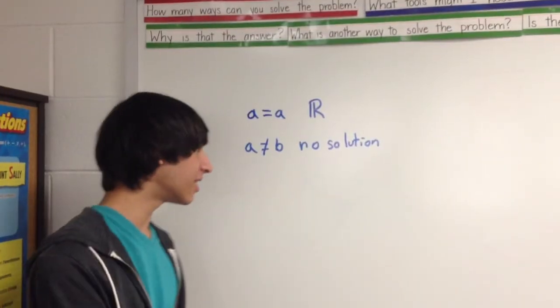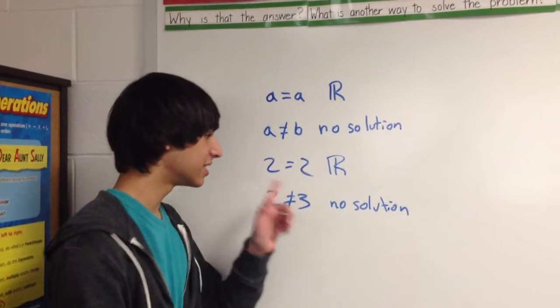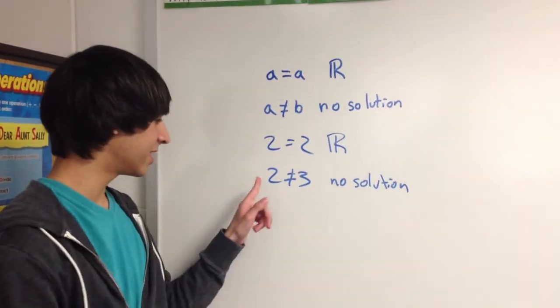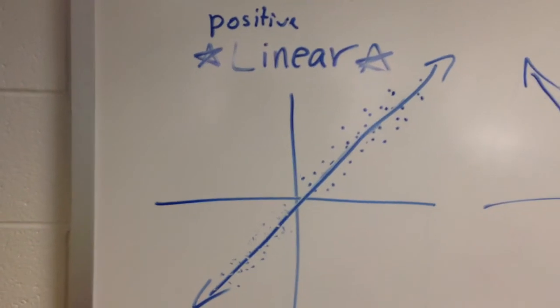So if you're solving a system of equations, 2 equals 2, that's true. So the solution is all real numbers. But here, 2 does not equal 3. So there's no solution. A graph that looks like this is a positive linear equation.